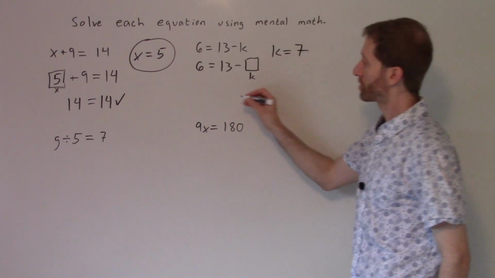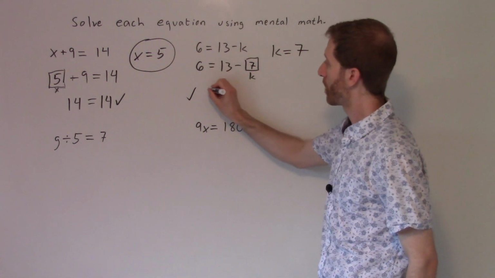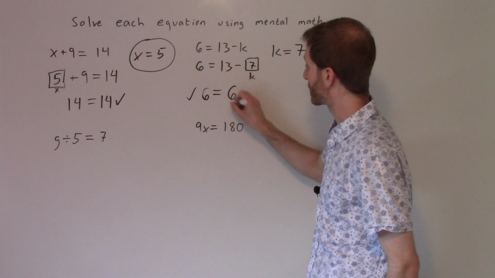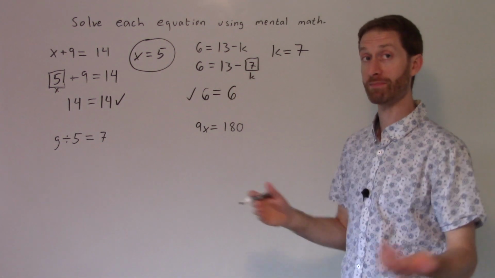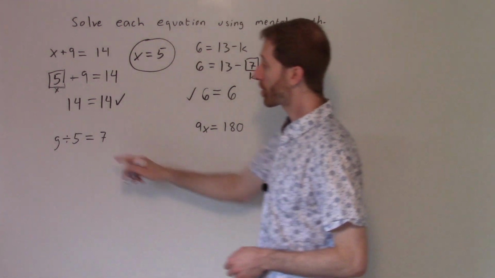And let's check our answer. To check it, I'm going to replace k with 7 in the sentence, and we get 6 is equal to 13 minus 7. Or 6 is equal to 6, which is a true statement, making this a true equation. Very cool. Let's go on to this other one here.